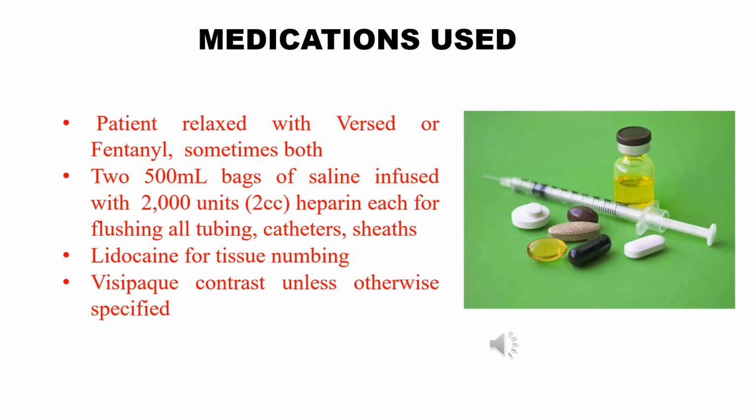Medications used. What type of medications are used during the procedure? The patient is relaxed with Versed or fentanyl, sometimes both medications are administered, and two 500 ml bags of saline infused with 2000 units of heparin each for flushing all tubings, catheters, and sheaths, and lidocaine for tissue numbing, and Visipaque contrast unless otherwise specified.